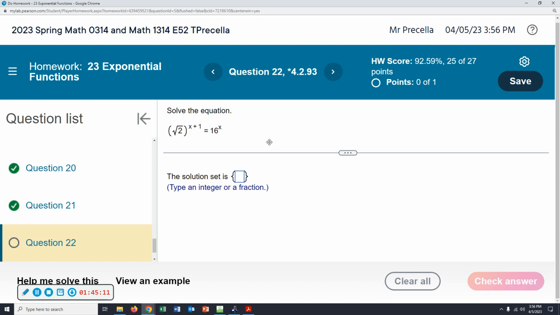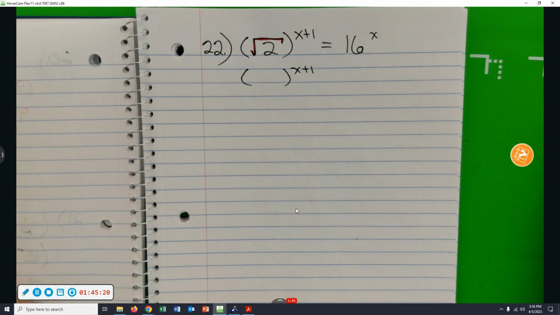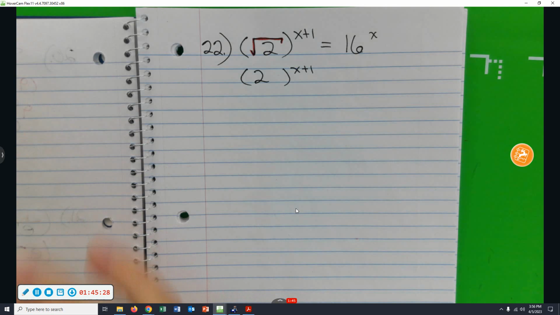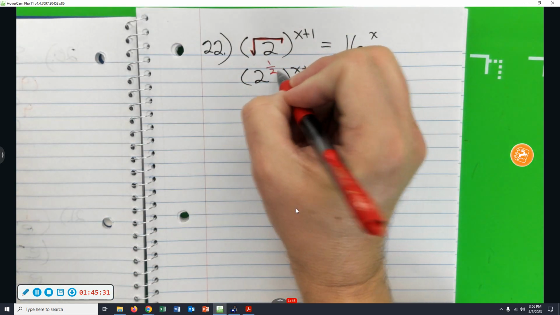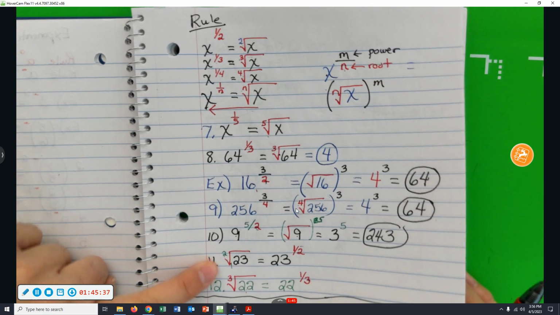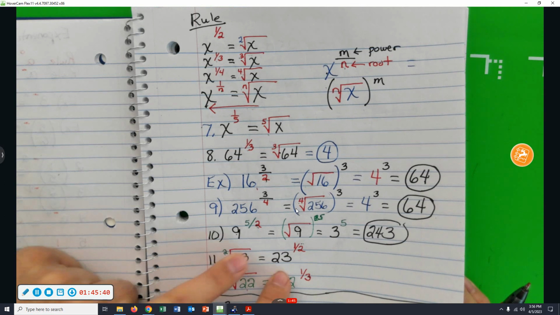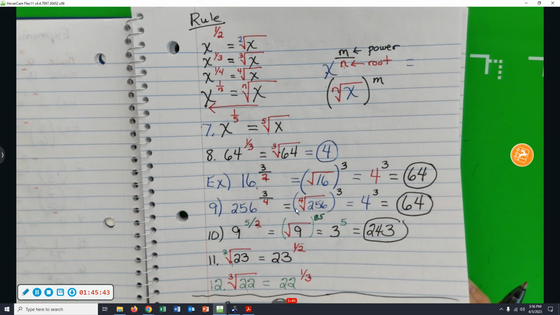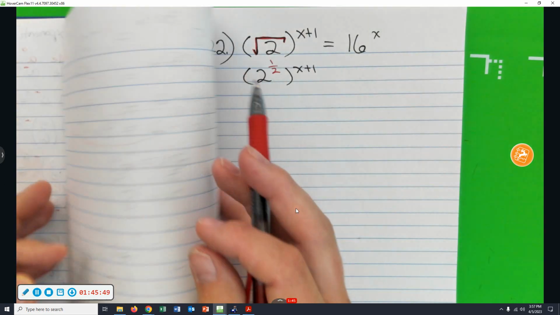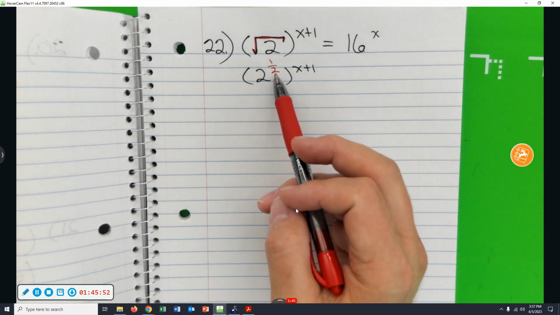I see a square root of 2. I'm going to write that as 2 to what power? How do we rewrite a square root of 2 as 2 to a power? 1/2. And that's what we did right back over here, like 5 pages. The square root of 23 we wrote as 23 to the 1/2. If it had been a cube root, you would have written a 1/3. When you run into radicals, you're going to have to write it using an exponent.